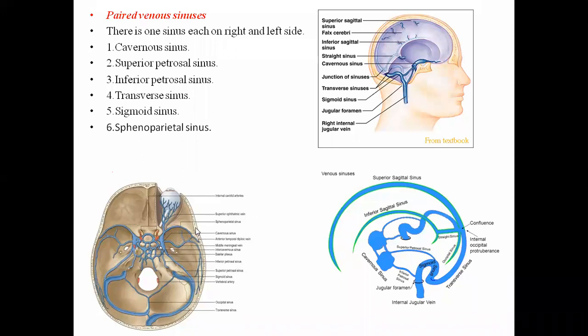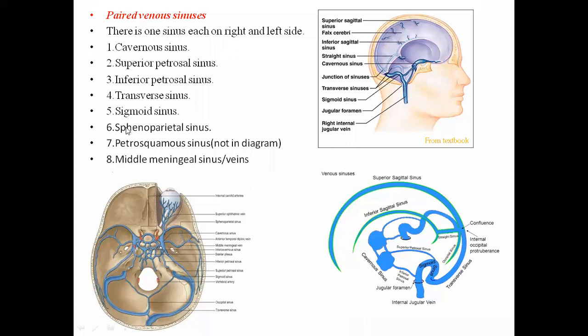Sphenoparietal sinus. Sphenoparietal sinus is related to the sphenoid bone and the parietal bone. This is the lesser wing of sphenoid bone, and in this area we have the parietal bone. So this is the sphenoparietal sinus. Petrosquamous sinus, again a sinus which is related to the petrous part of temporal bone and the squamous part of the temporal bone. Petrosquamous is not there in the diagram. So these are the different sinuses.